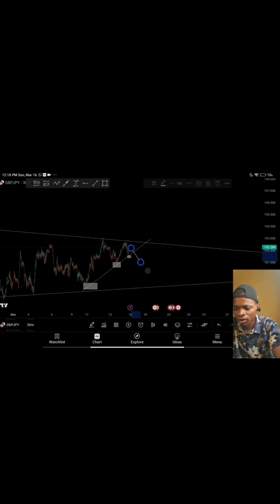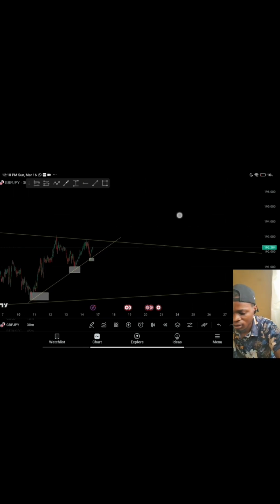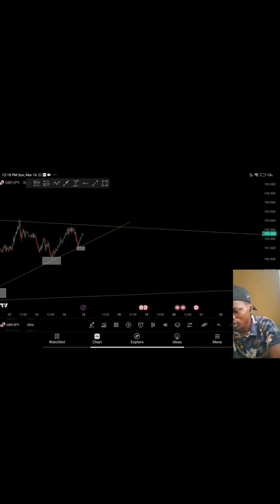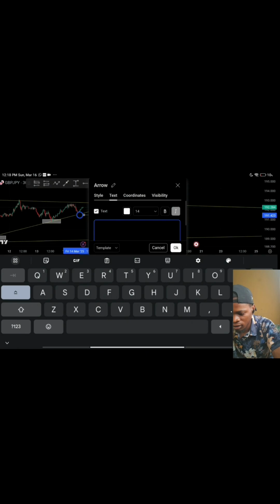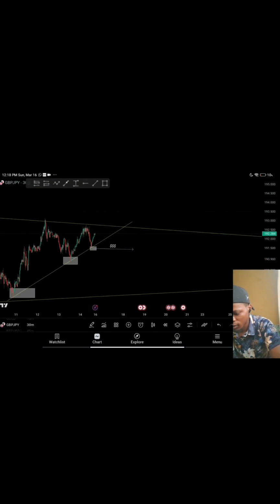It might do a little fake out before going up, because you know price will always seek liquidity. In my next video I will also teach you guys about trendline liquidity. You can see there is a liquidity right here. Price can come down, do a little fake out, take out this liquidity, come back to this trend line, then buy.